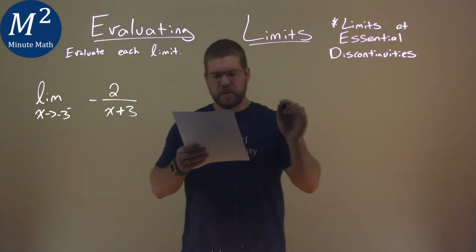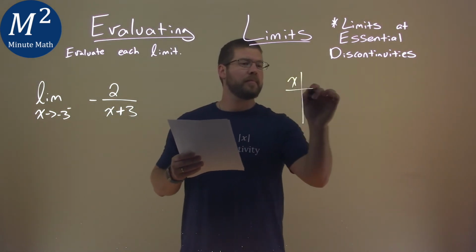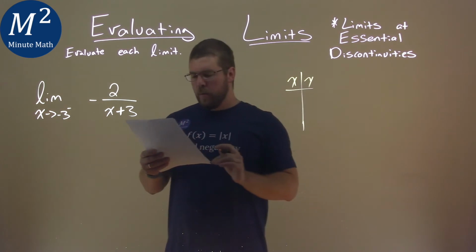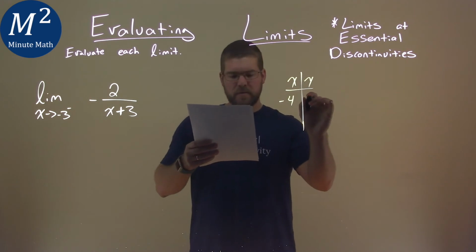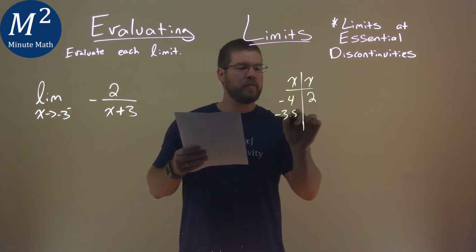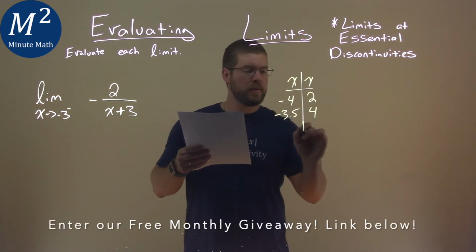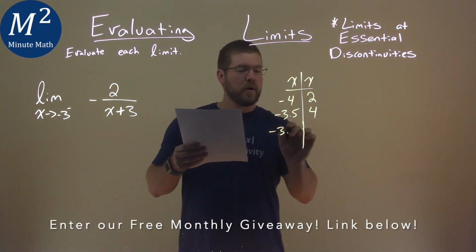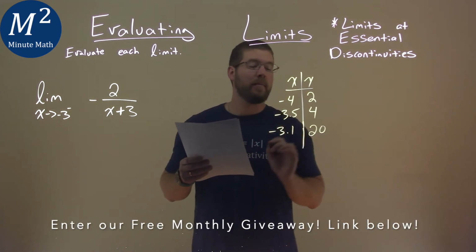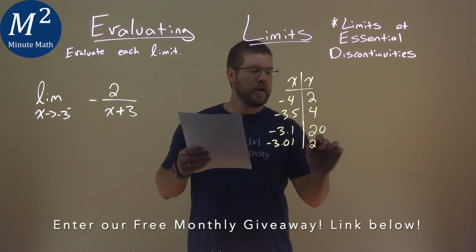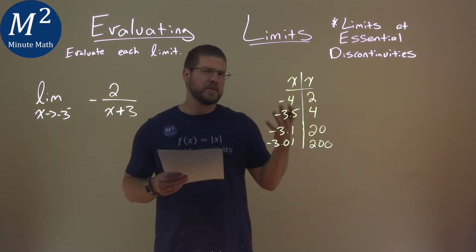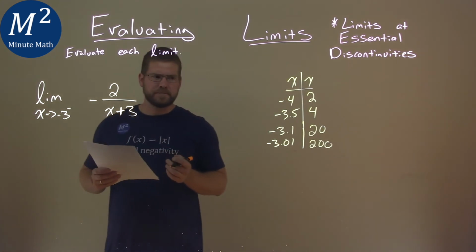So if you use a table here, I've calculated some values for you. We're going to approach negative 3 from the left. So I plug negative 4 in, I got a positive 2. A negative 3.5 in for x, I got a positive 4. A negative 3.1 in for x, I got a positive 20. And negative 3.01 in for x, and we get 200. And it looks like it's growing to infinity, but let's double check this.